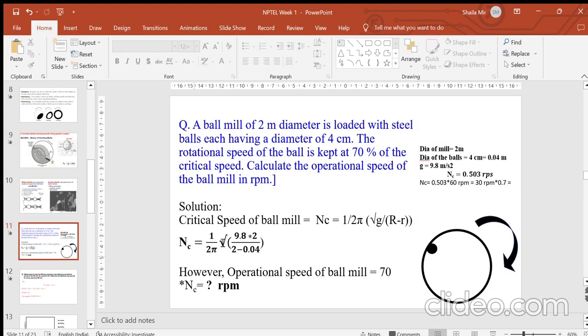So that will be your operational speed of the ball mill. In this problem, you have to remember that the units of this critical speed are not rotations per minute, RPM, but they are in RPS, that is rotations per second. And after you convert it, you get the rotations per minute.